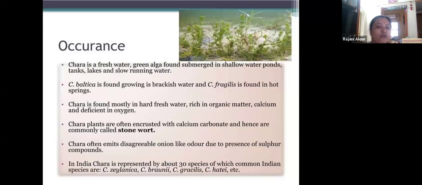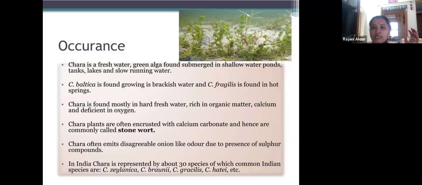Here, Chara plants are often encrusted with calcium carbonate, and the cell wall is made up of calcium carbonates. Hence they are commonly called by the names stonewort and brittlewort. This is important, you can learn this name by heart. Which algae is the stonewort or brittlewort? The Chara is the stonewort, brittlewort.